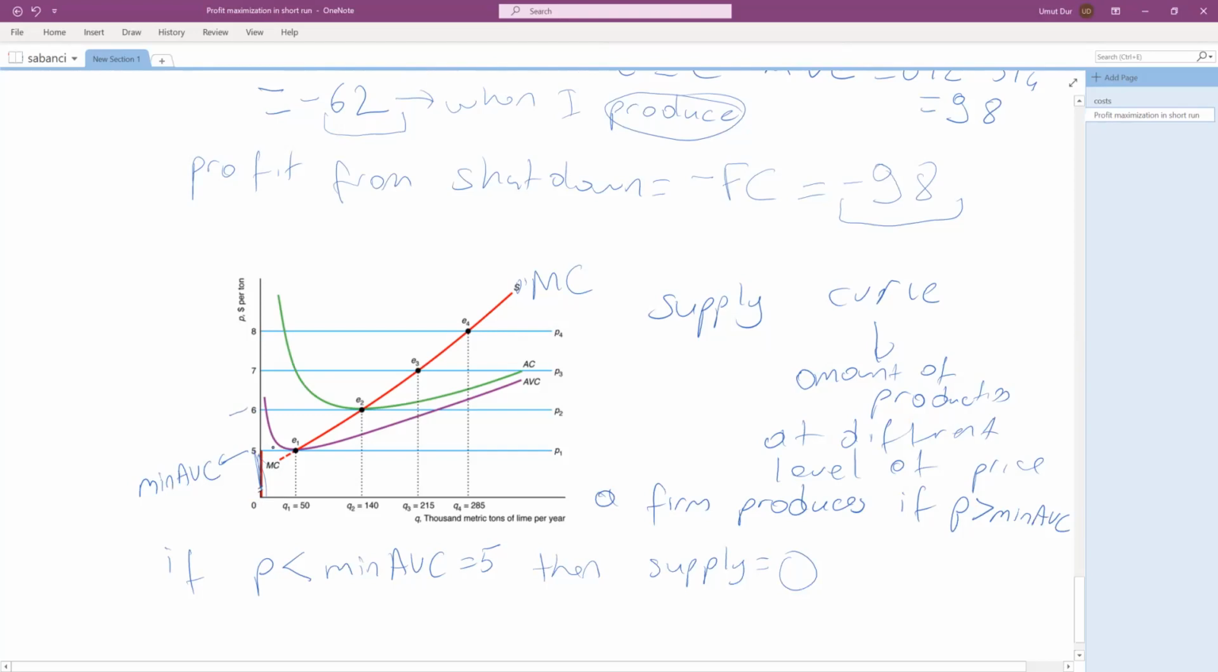How do we find the optimum level of production when the price is 6? Okay, so what we do is basically price is equal to marginal cost, right? So this is giving me the optimum amount of the production. Which means that I will draw a horizontal line from 6, and I will look at the intersection with this horizontal line and the marginal cost curve. What is that intersection?